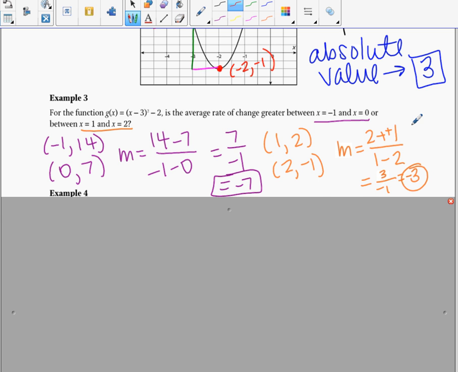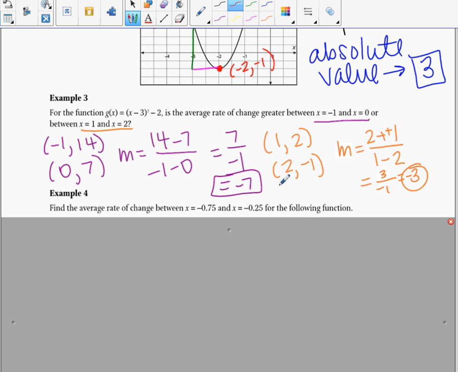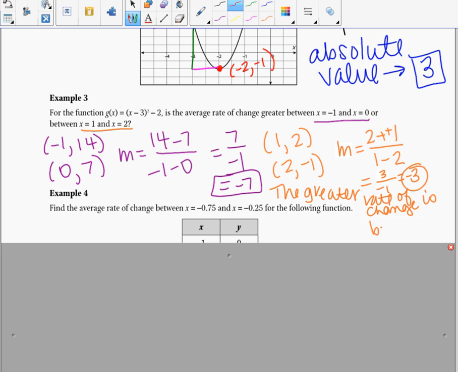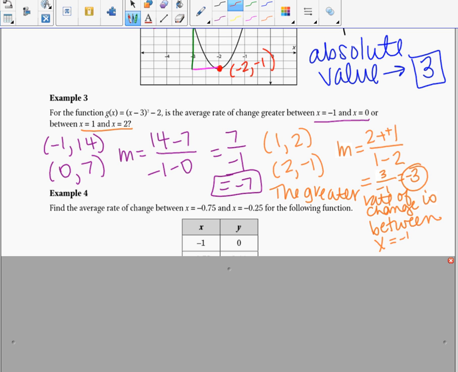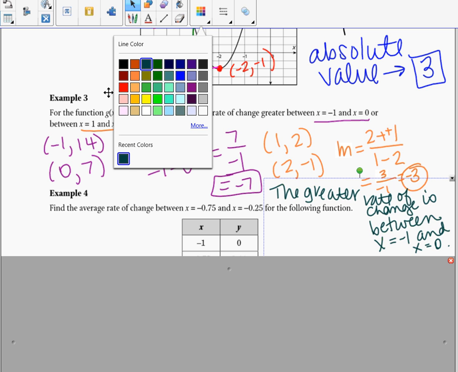So I kind of ran out of room here, but the greater rate of change is between our first interval of x equals -1 and x equals 0. Okay. Make that a little bit more obvious.